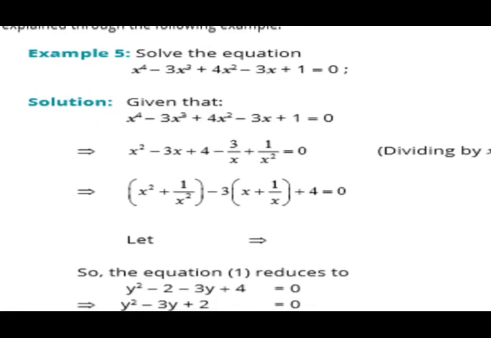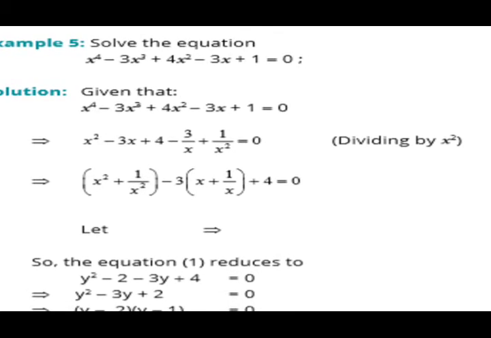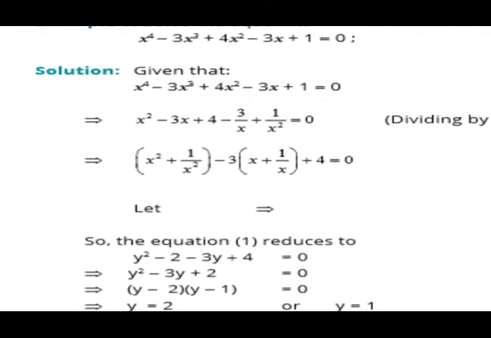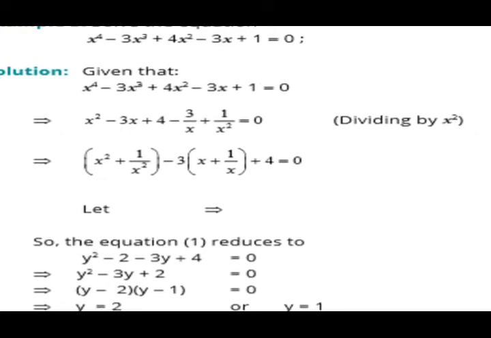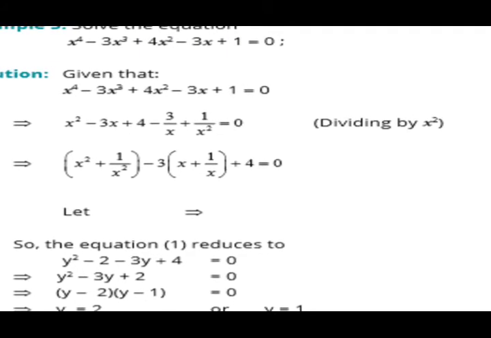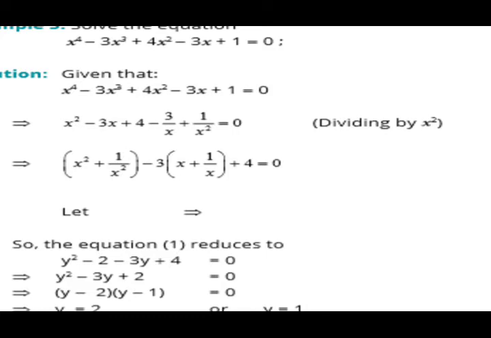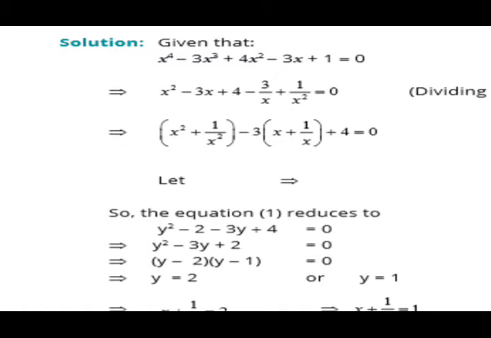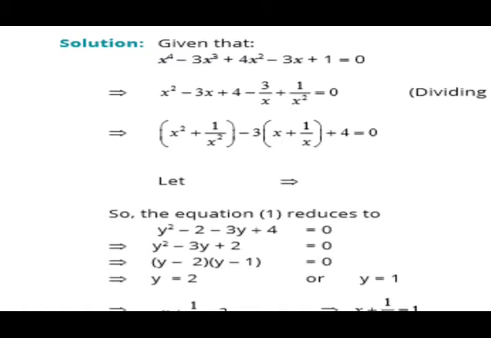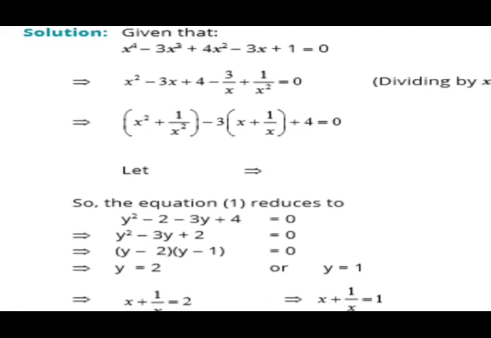Let's see. Solve the equation x raised to power 4, its degree is 4. We divide each term by x square. x^4 over x square is equal to x square, x cube over x square is x, x square over x square is equal to 1, x over x square is 1 over x, and 1 over x square. Then we arrange like x square plus 1 over x square, first and last value, and 3 common from the second and second last term, and plus 4.